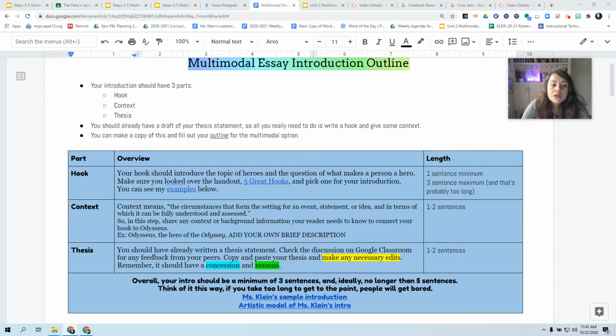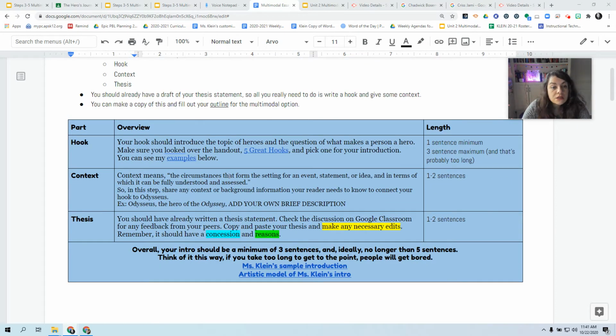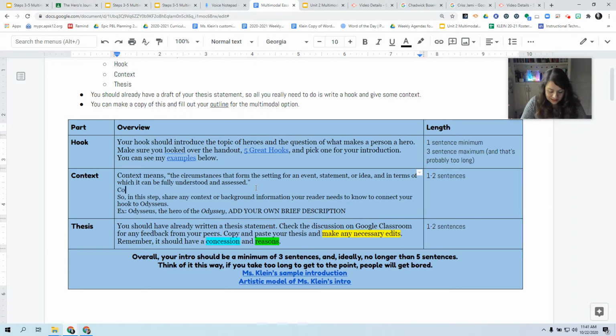All right. Context means the circumstances that form the setting for an event, statement, or idea, in terms of which it can be fully understood and assessed. So essentially what this means is that the context equals sort of the circumstances for your essay or the reason you're writing the essay.